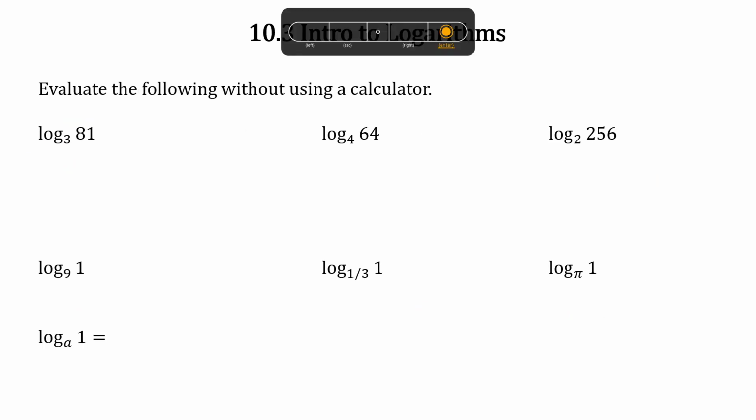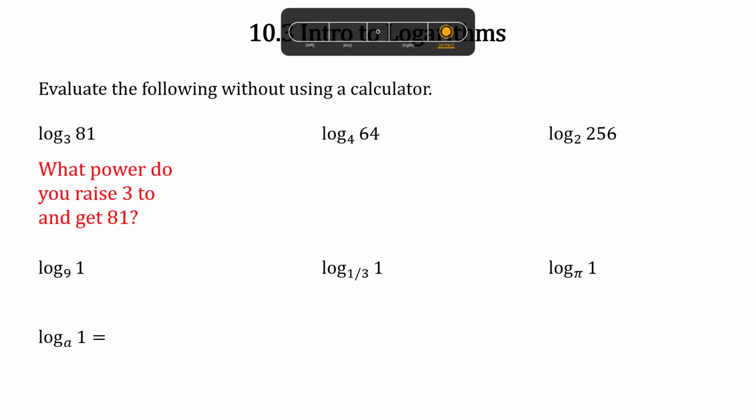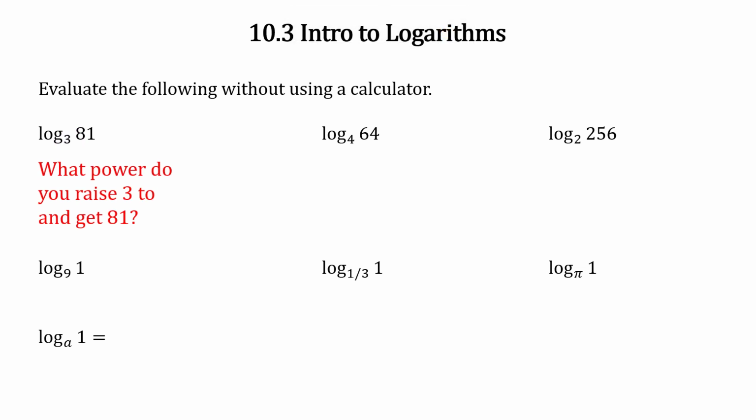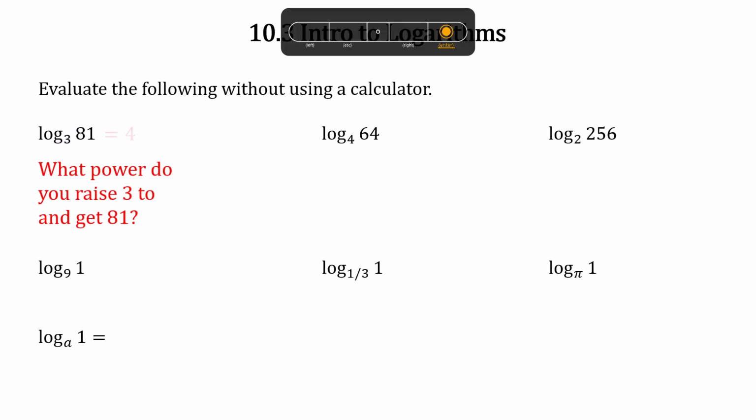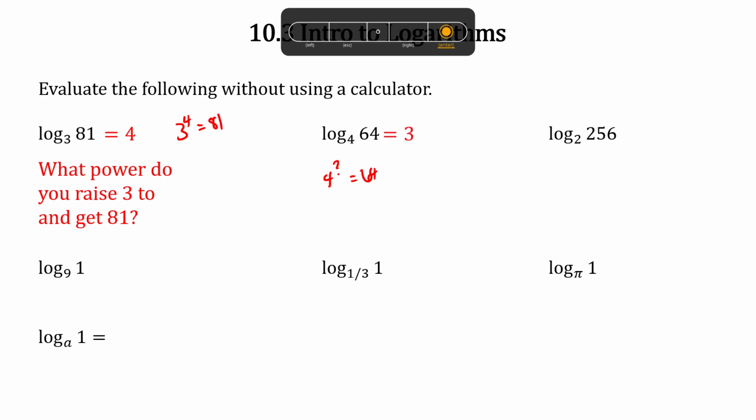I do really want to get you in your head of understanding what this is asking. I want you to try to do this without the calculator. What power do I raise 3 to to get 81? And that's going to be 4, because 3 to the 4th equals 81. So this is asking 4 to what power equals 64? That's going to be the third power.